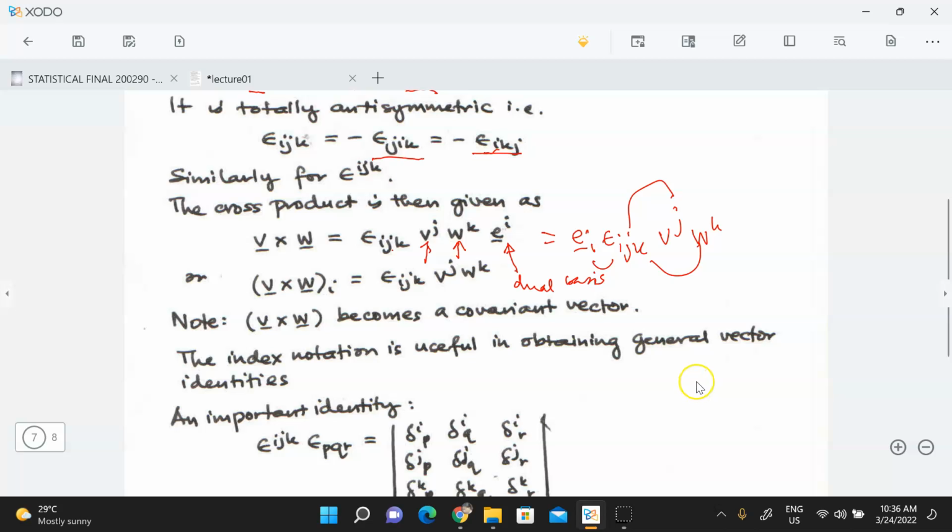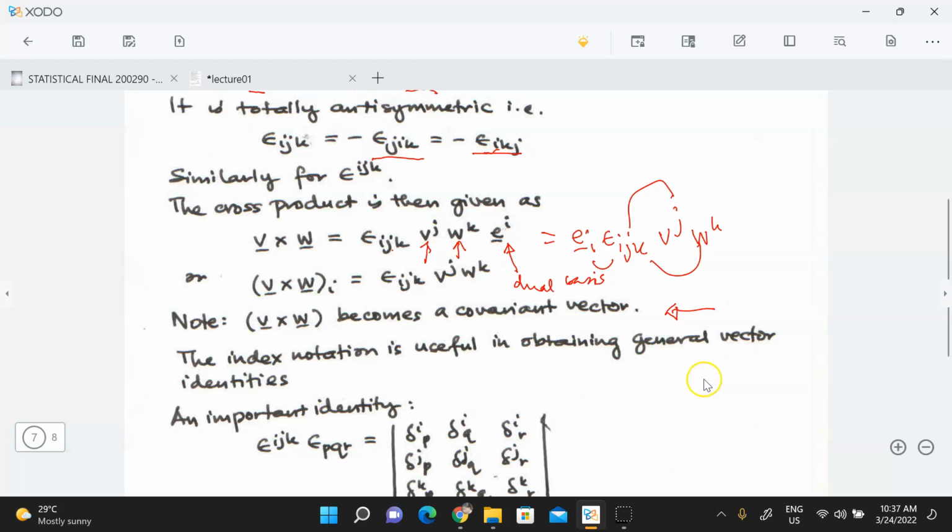Okay? In some cases, it's called a pseudo vector. I do not want to use that at the moment. Okay? But it's like a different vector. So V cross W is actually a covariant vector.